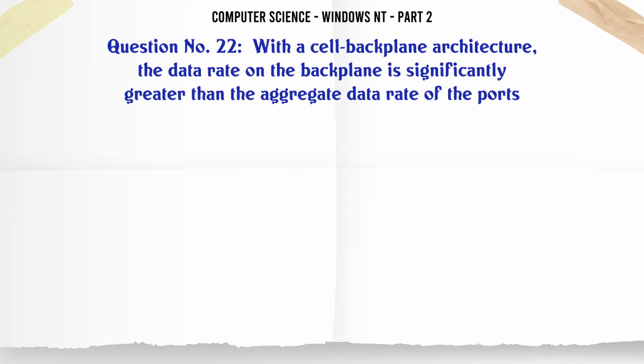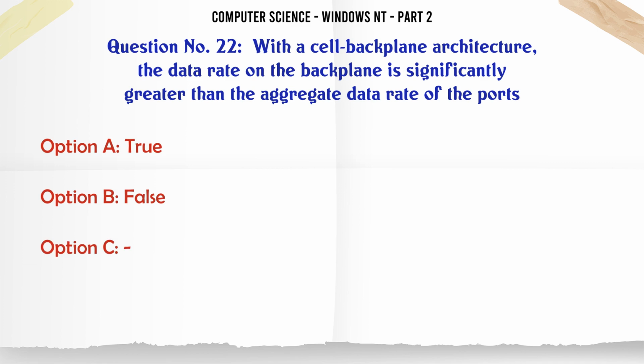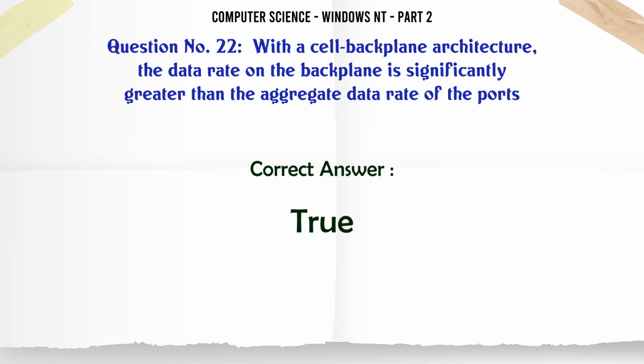With a cell backplane architecture, the data rate on the backplane is significantly greater than the aggregate data rate of the ports. A. True. B. False. The correct answer is true.